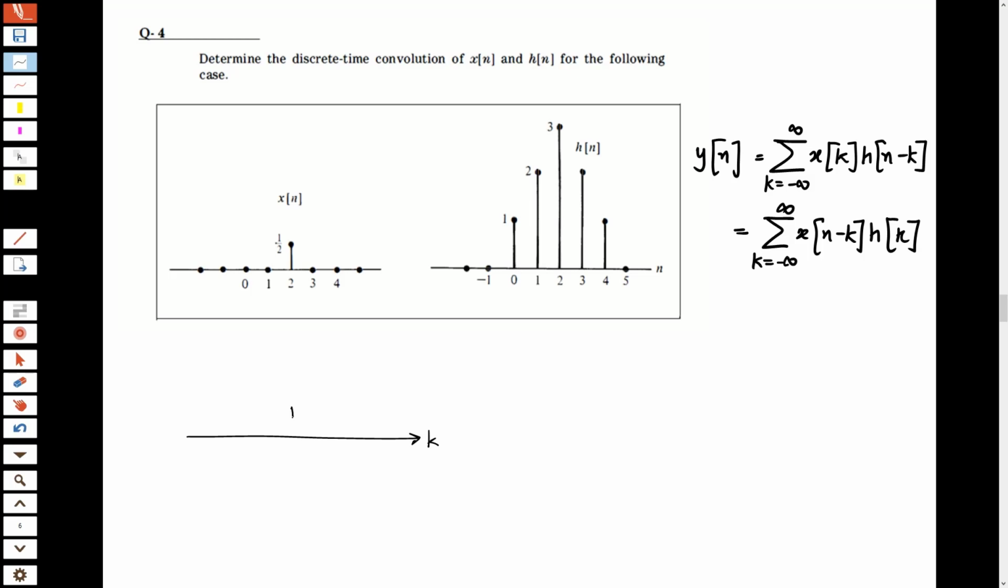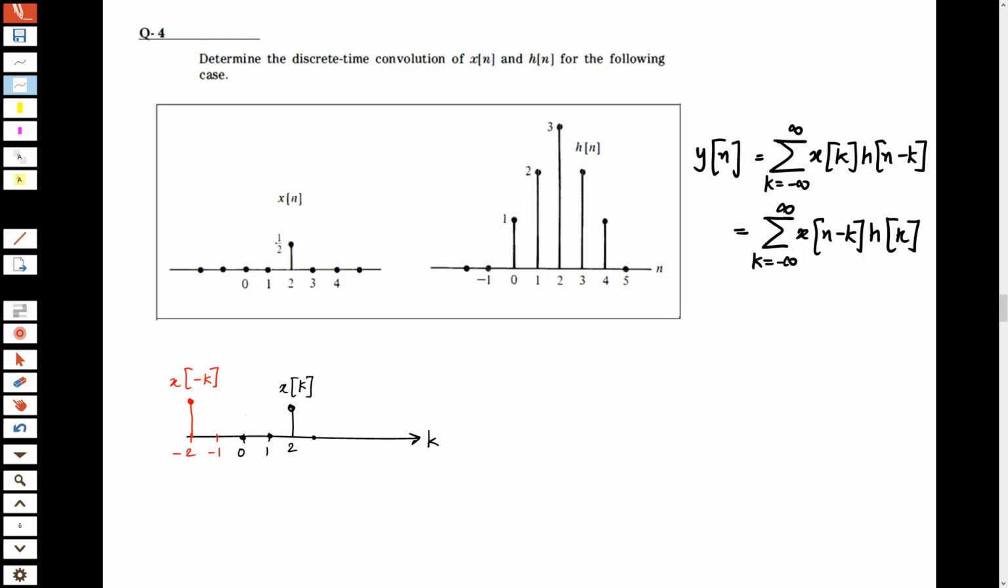And if this is x[k], which is at 2, right, everything else is 0, then what would be x[-k]? x[-k] would be this x[k] reflected about this axis. That means this is how x[-k] looks like. And if this is how x[-k] looks like, how does x[n-k] look like?